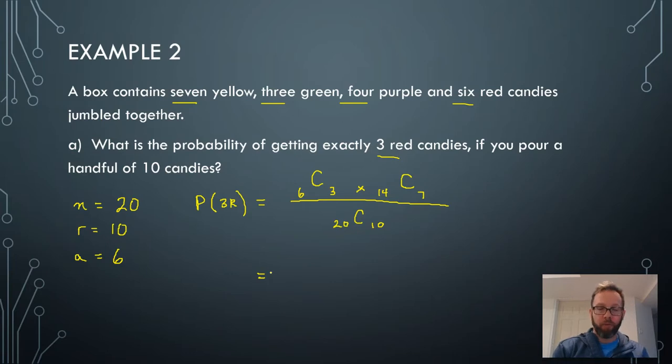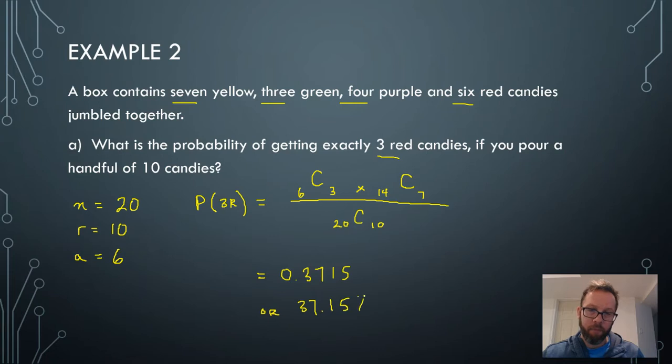So 6 choose 3 times 14 choose 7 divided by 20 choose 10. So in this case, you're about 37% likely to have this happen. So 0.3715 or 37.15%. So another example in the books. Hopefully you're getting more comfortable setting up these calculations.